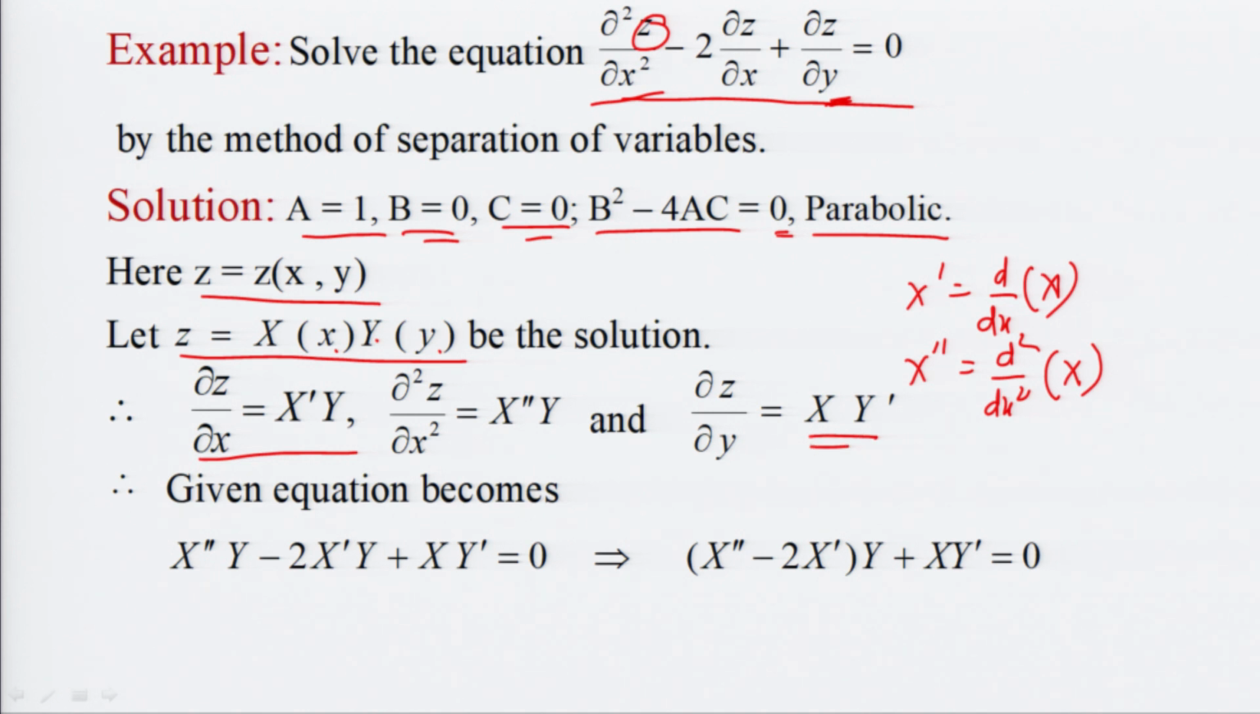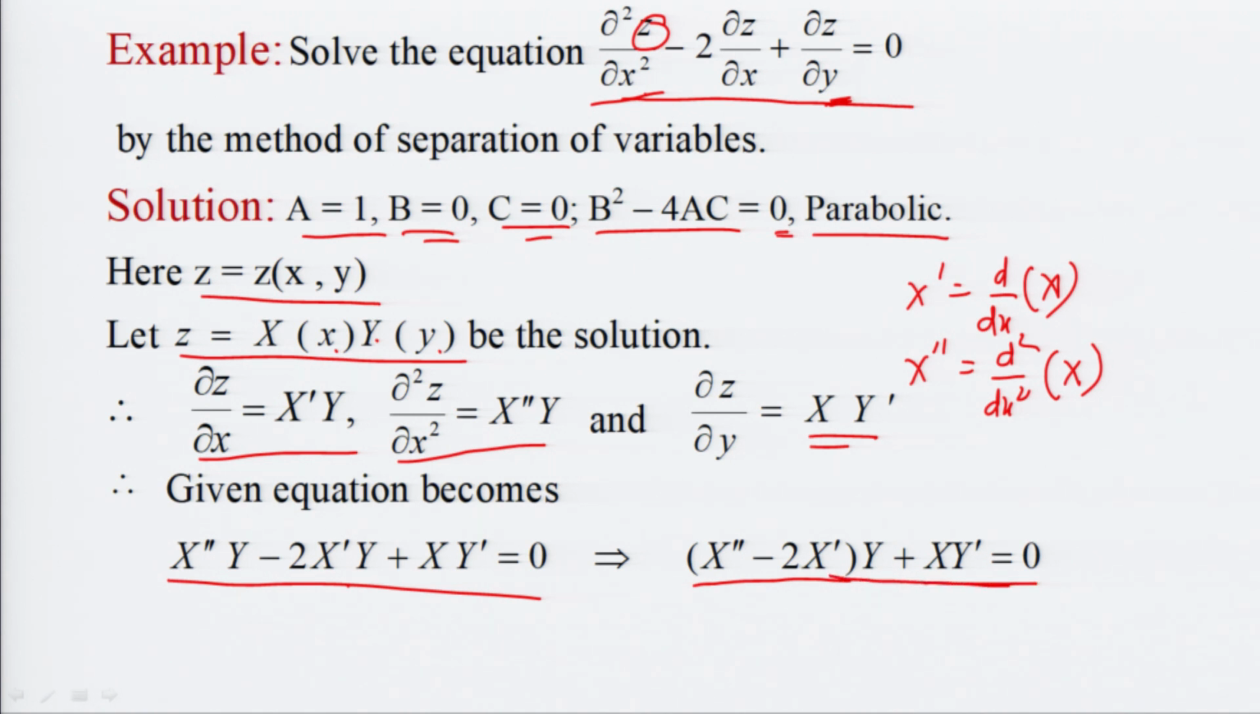When we substitute these values in the given differential equation, then del 2 z by del x square is X double dash Y, minus 2 del z by del x is 2 X dash Y, and plus del z by del y, that is X Y dash. So, after substituting these values of derivatives in the given differential equation, we can obtain this expression. From here, we can see that this is X double dash minus 2 X dash into Y plus X Y dash is equal to 0.